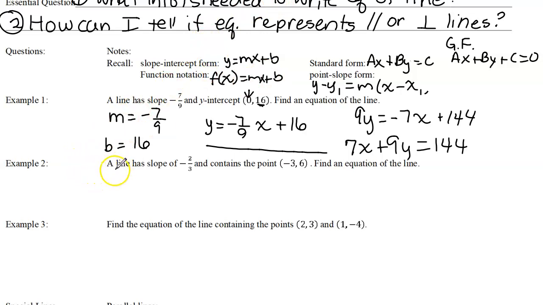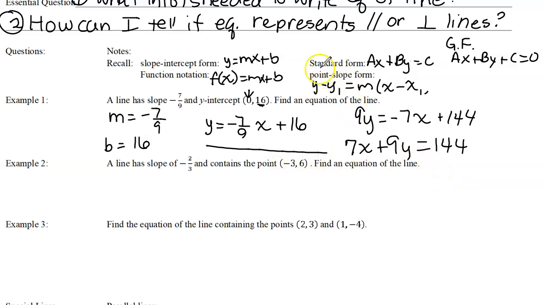Okay, so now we are at example 2. And remember what we need. We need a point and a slope to write the equation of a line. So here we have a line has a slope of negative 2/3. So we have the slope and it contains a point. And our point is at negative 3, 6. Well, this is not a y-intercept because your x is not 0. So find the equation of a line.